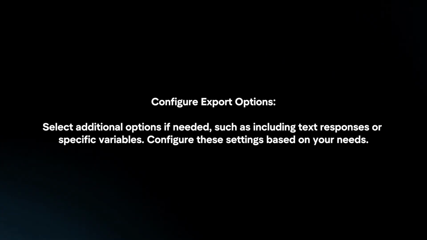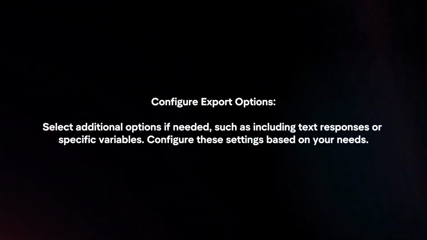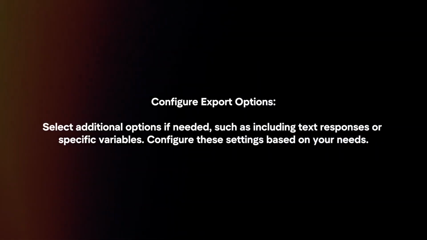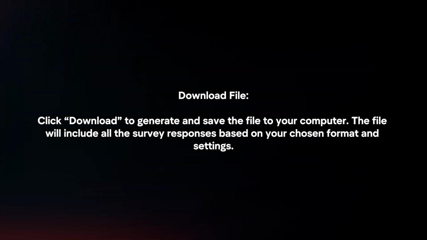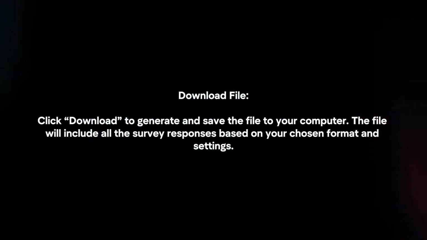Configure export options. Select additional options if needed, such as including text responses or specific variables. Configure these settings based on your needs. Download file. Click Download to generate and save the file to your computer. The file will include all the survey responses based on your chosen format and settings.